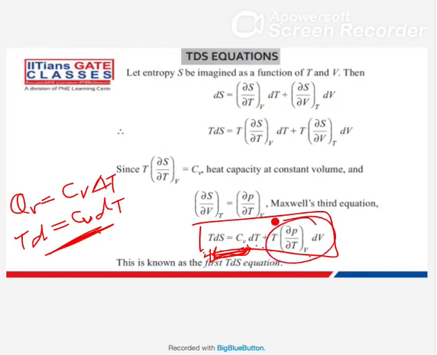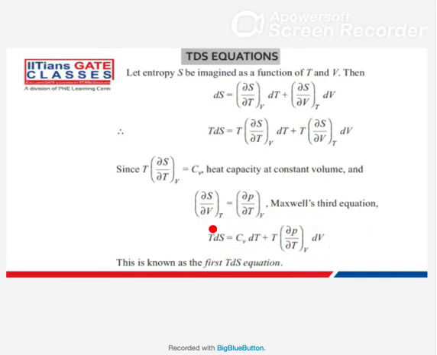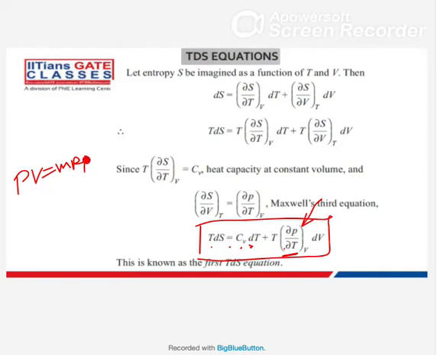TdS equals CV dT when this term is 0. And this term will be 0 when volume is constant. Okay. How to understand this particular equation? See, heat transfer is equal to CV dT. TdS equals CV dT plus this particular term. Now, if you calculate this particular term for your ideal gas, which is PV equals mRT, then what you will get is 0. So for ideal gas, TdS equals CV dT you will get.